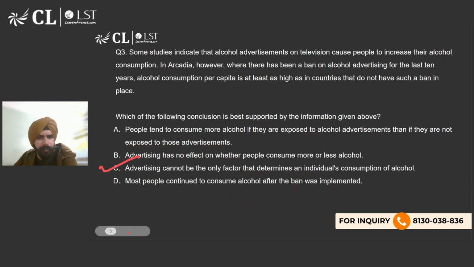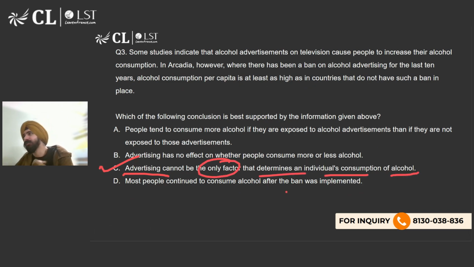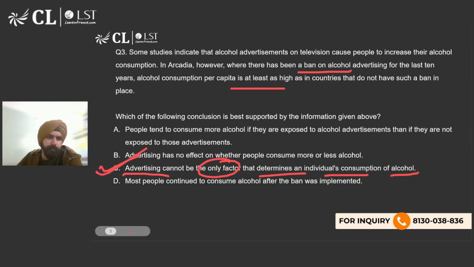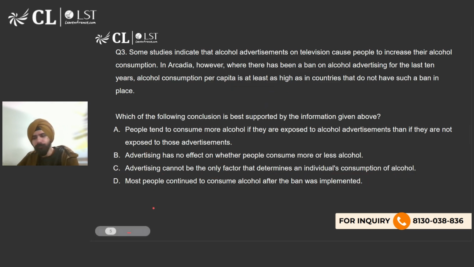What we can conclude is that this advertising is not the only factor deciding whether a person would consume alcohol or not, because like we saw in the first question, if it were the only factor, then this ban on advertisement should have had some result, right? It should have resulted in a reduced per capita consumption of alcohol, but that's not the case. So option number C becomes correct here.